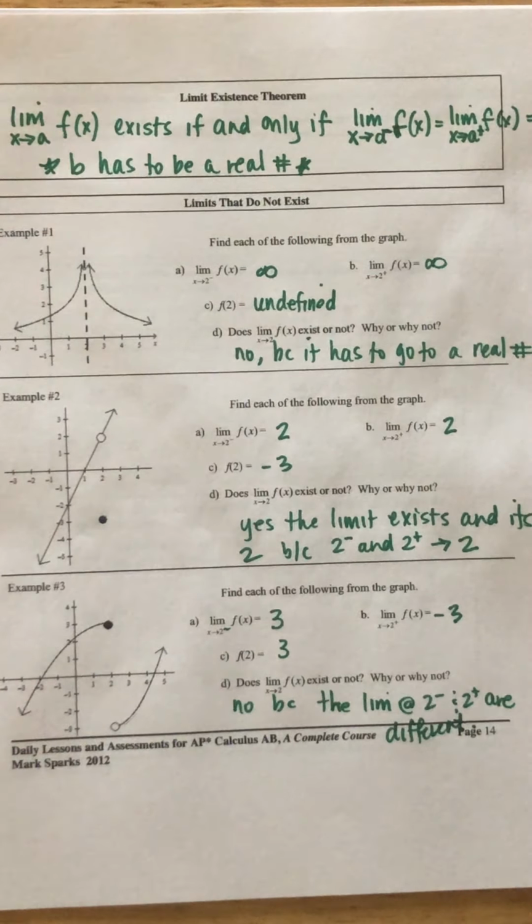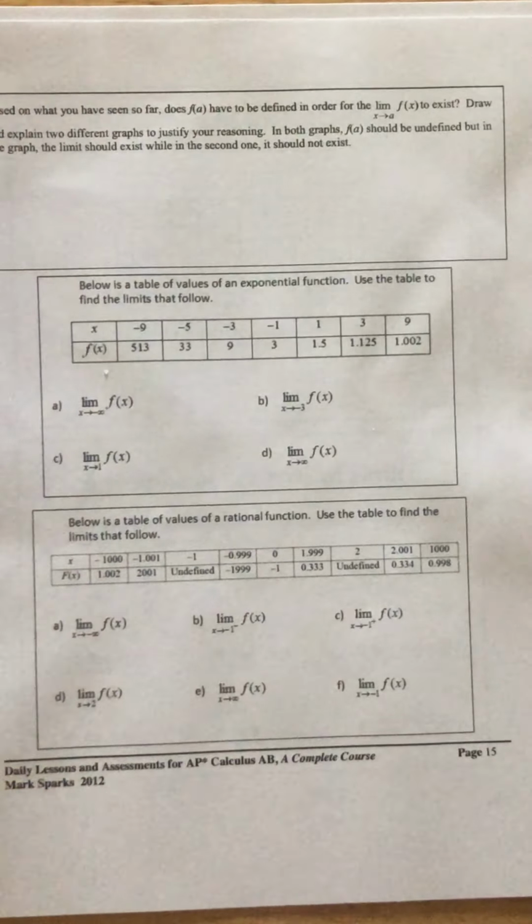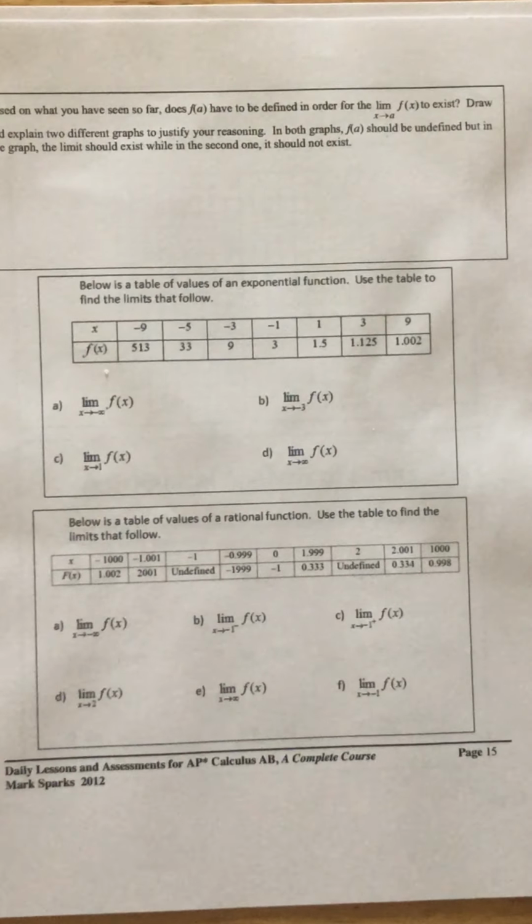All right. So what we're doing now, and this is really important, we're going to come up with a definition. Does f have to be defined in order for the limit to exist? Draw and explain 2 different graphs to justify your reasoning. Remember, f of 2 didn't have to exist, right? Let me explain that again. Does f of a have to be defined? No, it doesn't have to be defined. As long as it's going to the same spot, it could have a limit. But there can also be a situation where it's undefined and the limit cannot exist.